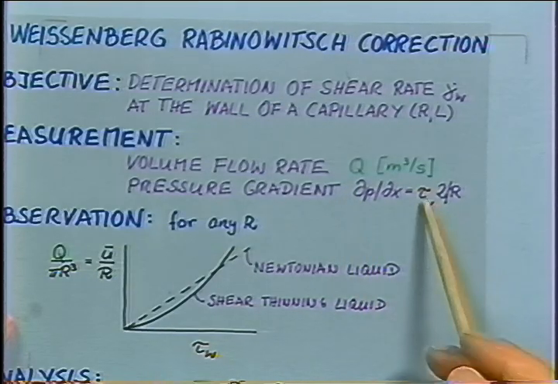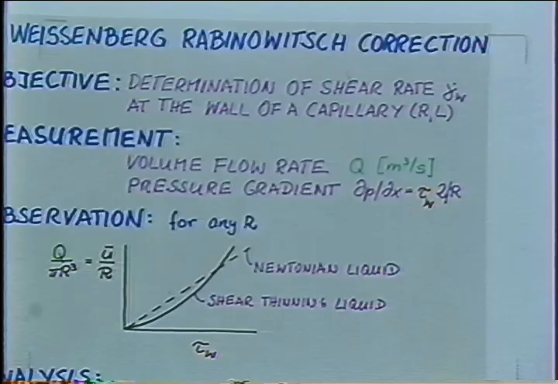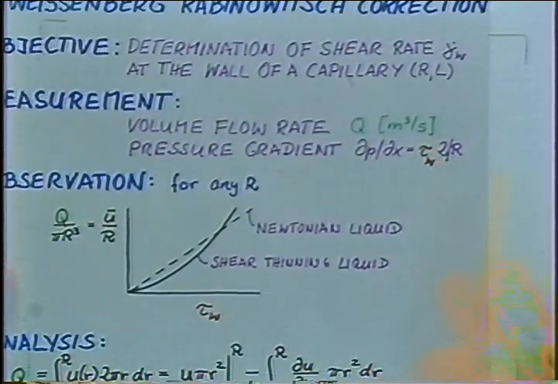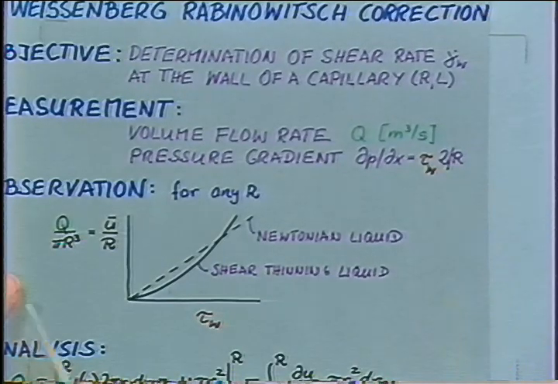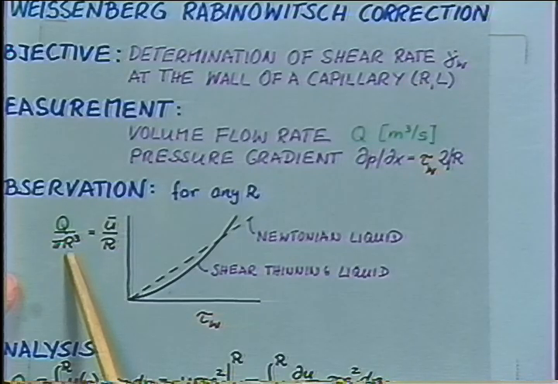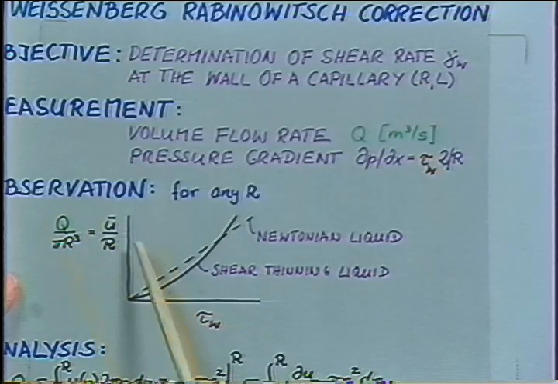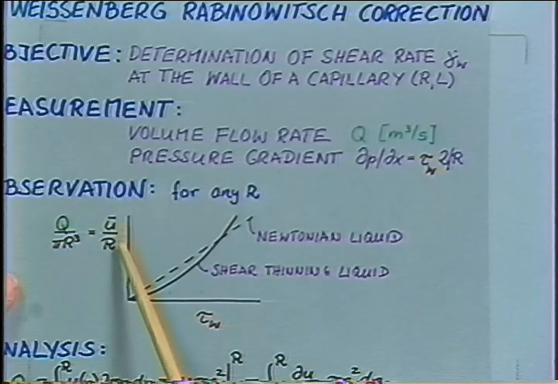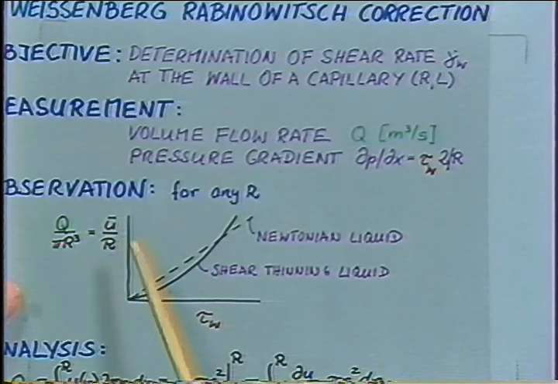And we also know that the stress increases radially. It's just a linear function of the radius. The observation in our experiment is the following. The volume flow rate is measured for different pressure gradients or different shear stresses. Now, the volume flow rate divided by pi r cubed is like the average velocity divided by the radius. It's like an average shear rate. It's called an apparent shear rate of the material in the capillary.